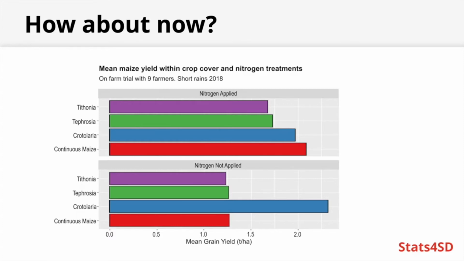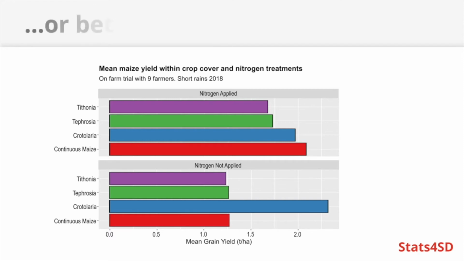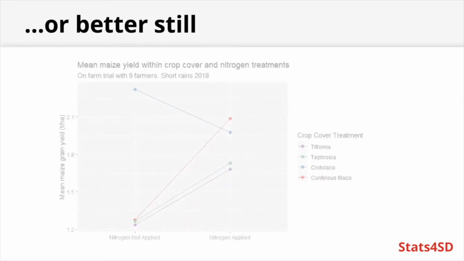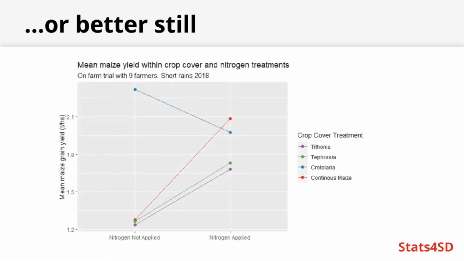I still had to think a little bit when I was going through and looking at those bars. If instead we use points and lines, which would be commonly known as an interaction plot, all of those points that I just mentioned when I was looking at the bars become much clearer. Yes, the increase from not having nitrogen to having nitrogen, the similarity between the purple and the green, and this strange thing going on with the crotalaria decreasing between nitrogen not being applied and nitrogen being applied.